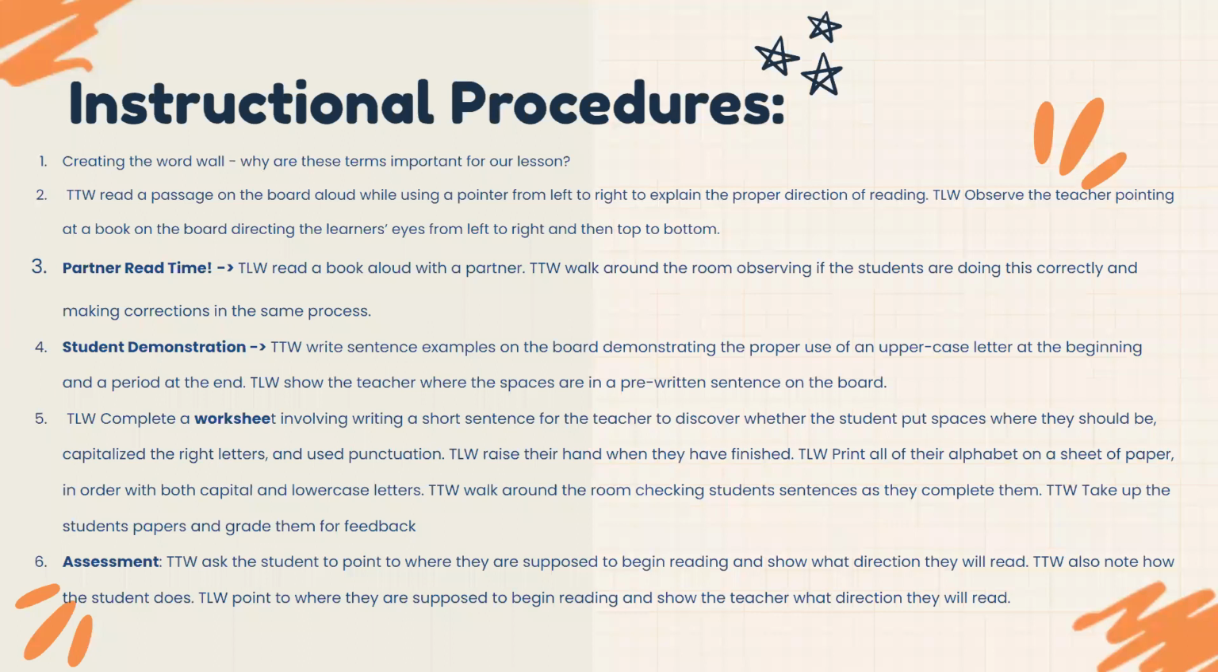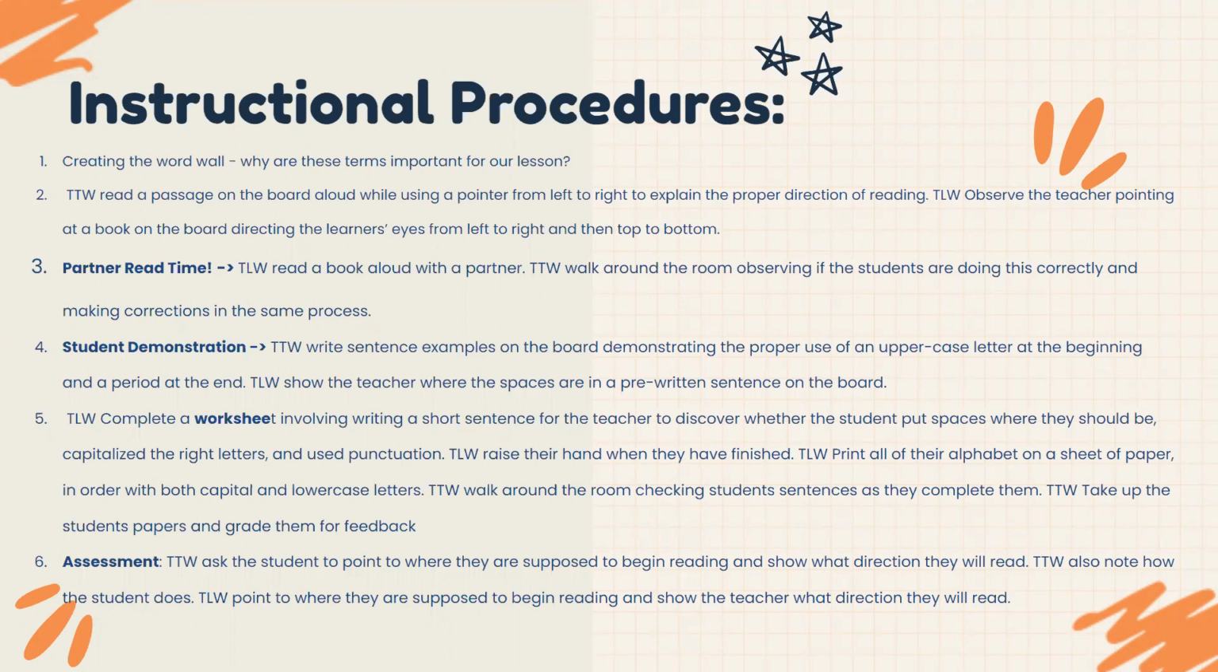For instructional procedures, they will go as follows. Number 1, creating the word wall. Why are these terms important for our lesson? Number 2, the teacher will read a passage on the board aloud while using a pointer from left to right to show the proper direction of reading. The learner will observe the teacher pointing at the book on the board, directing the learner's eyes from left to right and then top to bottom.